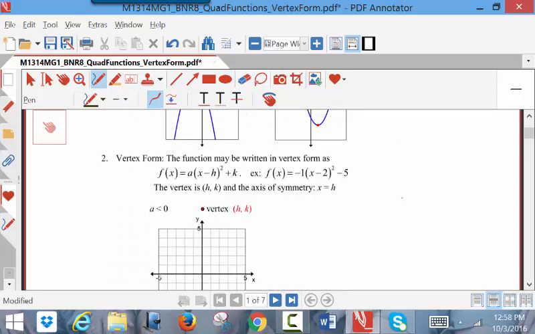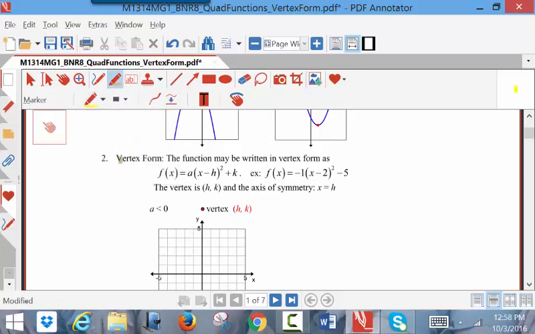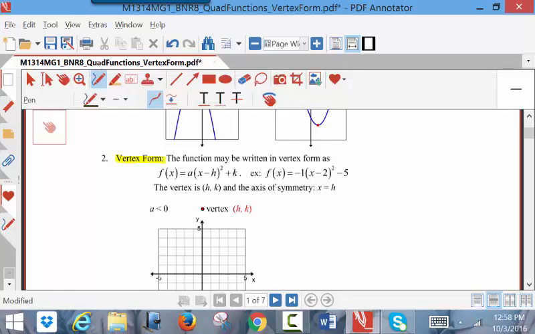Now the next form is the vertex form. Now this is a pretty big guy here. We work with the vertex form a lot. And it's called the vertex form because from the equation, we can pull the vertex from the actual equation. So this f of x equaling a times x minus h squared plus k is referred to as the vertex form of your quadratic function.